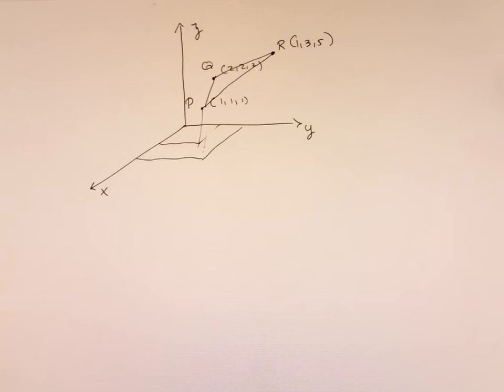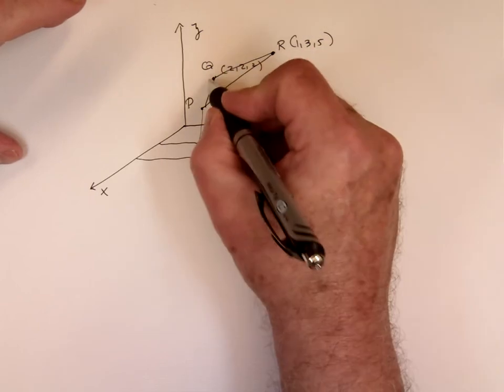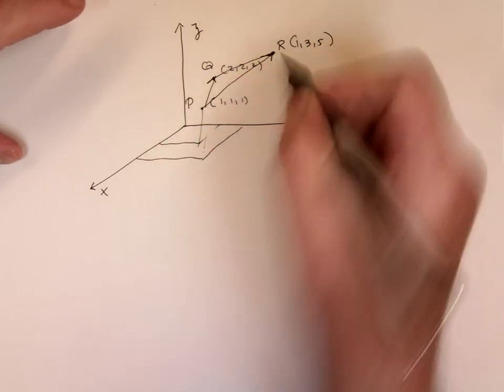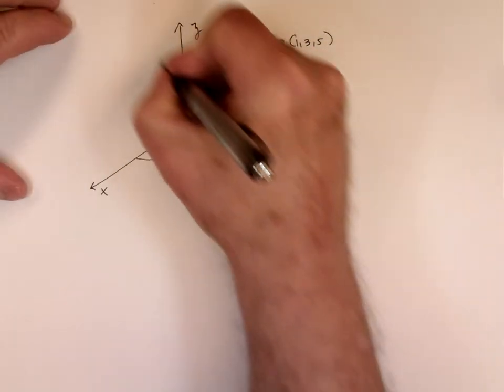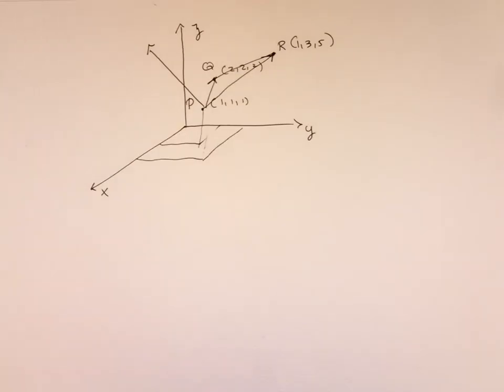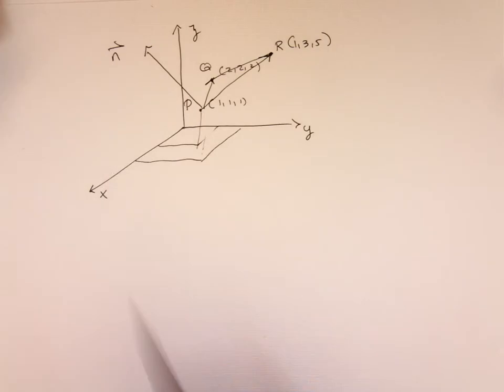Here's what we're going to have to do. We have to find a normal, and we need a point. We have 3 points. We have plenty of points. But we have to find a normal vector to the plane. How do you find the normal vector to the plane? If we find a normal vector to PQ and PR, these two vectors, that normal is the normal we need that's perpendicular to the plane.